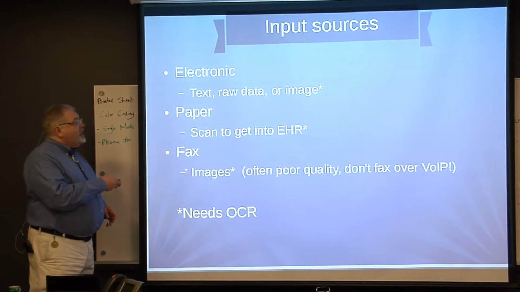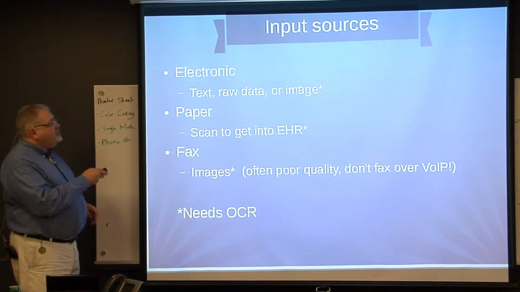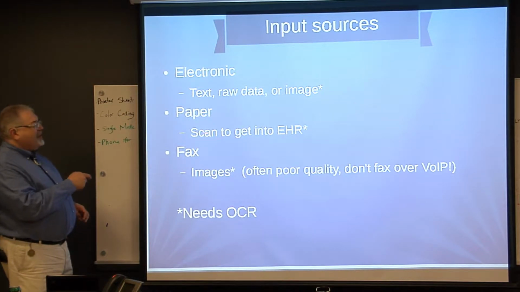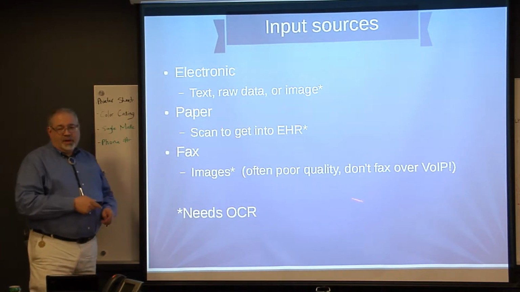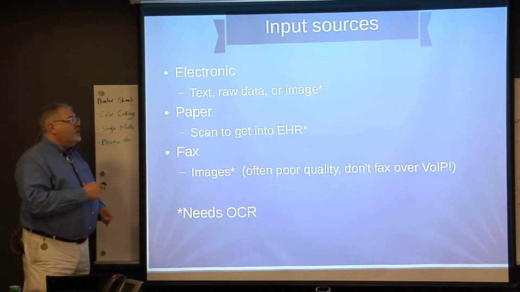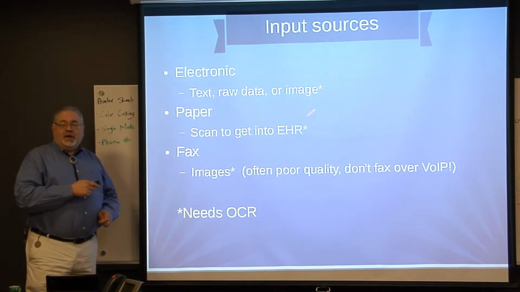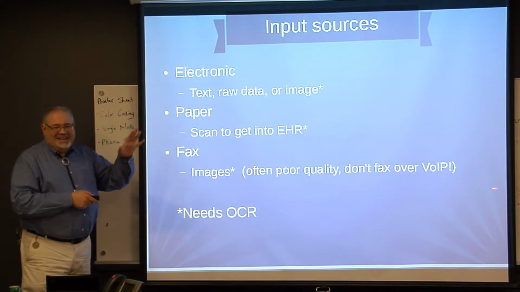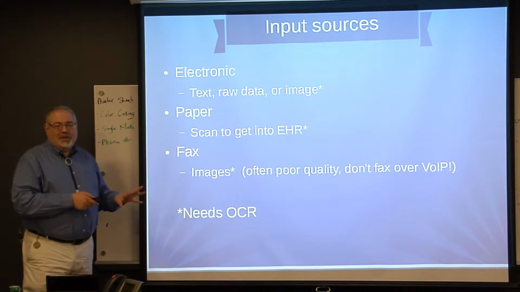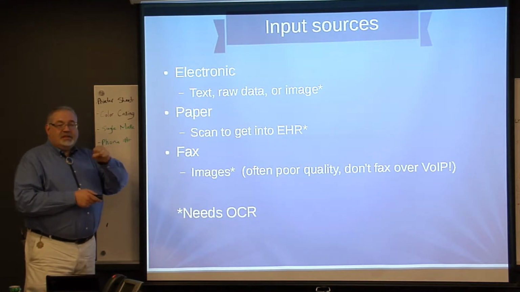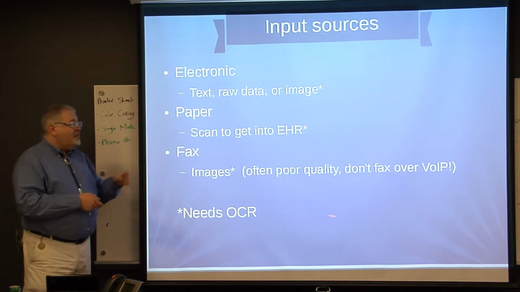So we get electronic text, raw data, or image, and then if it's got a star, it needs OCR. Paper, you've got to scan that to get it into the electronic health record system. The idea is that when paper comes into the practice, we want to get rid of it. Patients come in sometimes with a shopping bag full of paper, and there's no way I could go through all that. But if I scanned it, then I could extract the documents that had meaning, rather than having to go through them by hand. That would be a valuable thing.